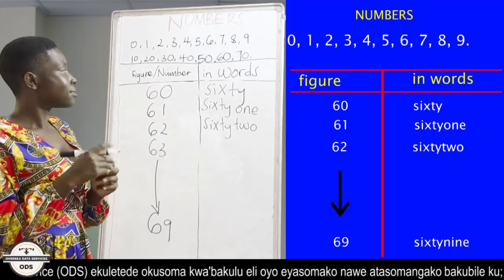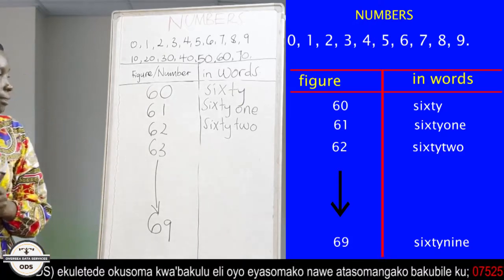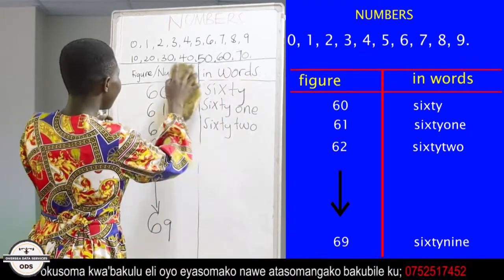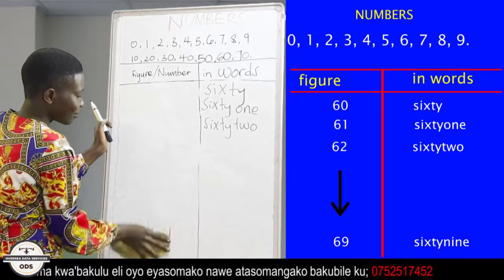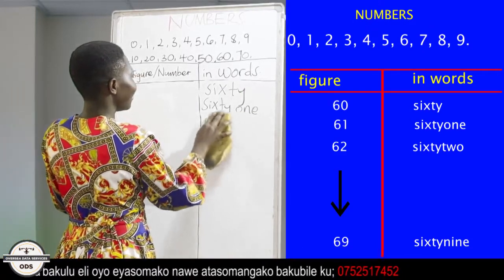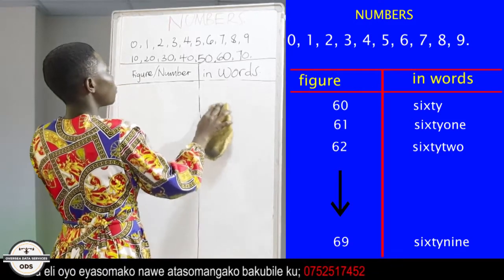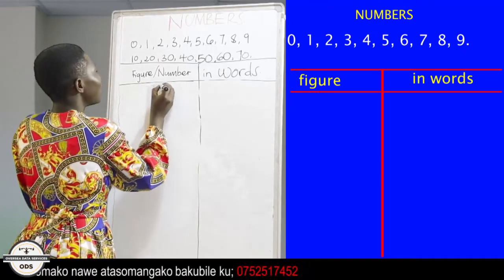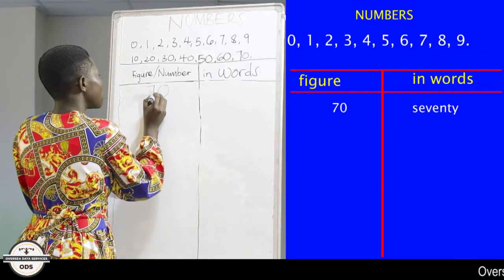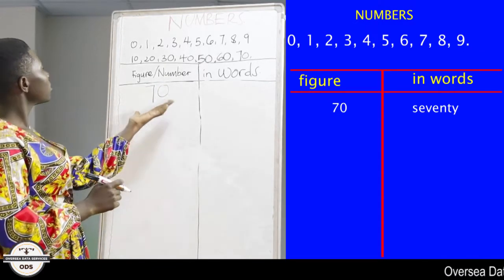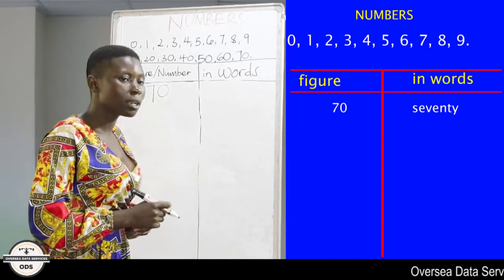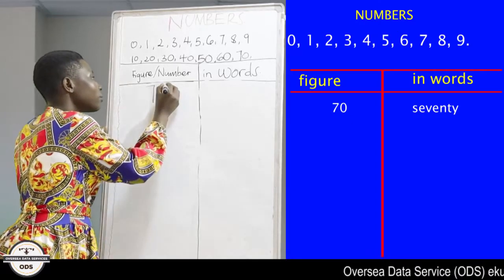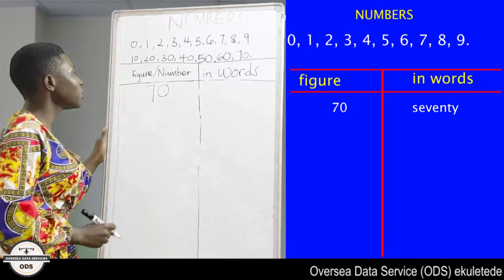Your next number is 70. After 69, you go to 70, 7 and 0. Okay? That's what we call nsanvu. We have 7 and 0, that is 70 in English. And in Luganda, we call this one nsanvu. Tujita nsanvu. And in English, we are calling it 70.